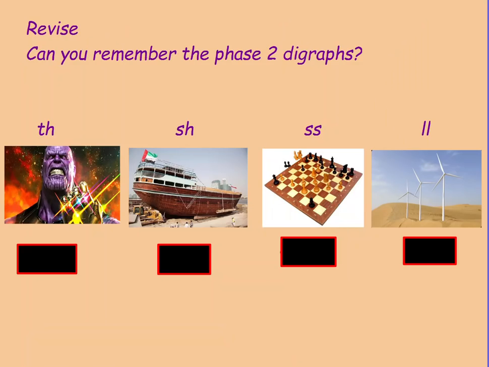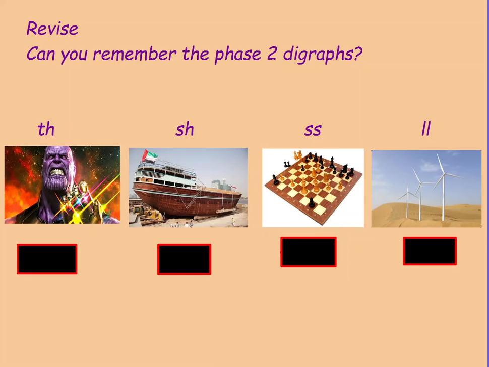So we're just going to revise some of our Phase 2 digraphs. First of all, we need to remember what a digraph is, okay? A digraph is two letters that make one sound, all right? Let's do it all together. Two letters that make one sound. Well done. Okay, so these are our Phase 2 digraphs.